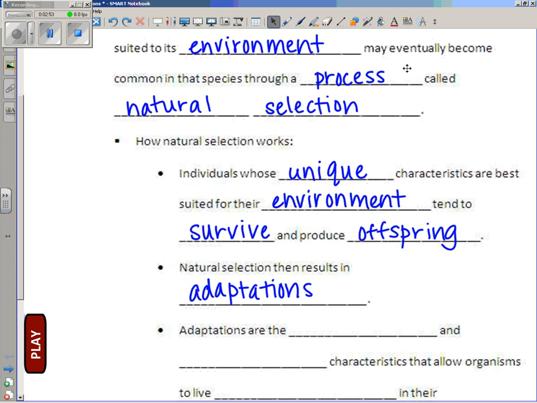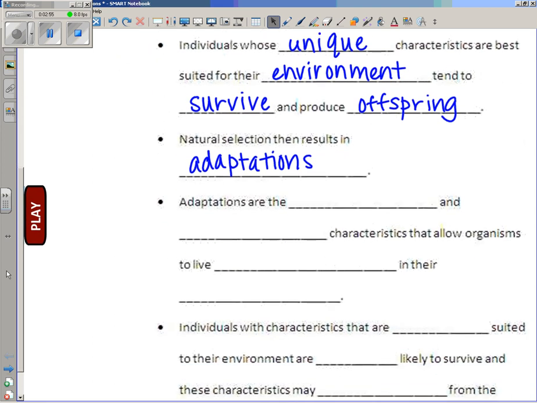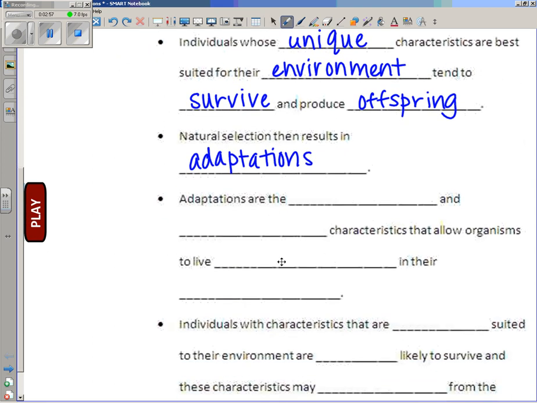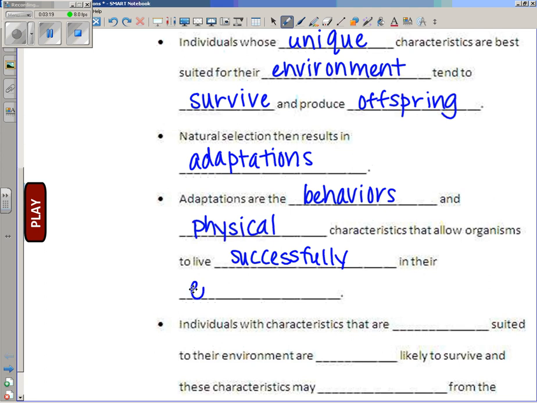And what are adaptations? You should be familiar with this as well. Adaptations are the behaviors and physical characteristics, so things that you can see, that allow organisms to live successfully in their environments.